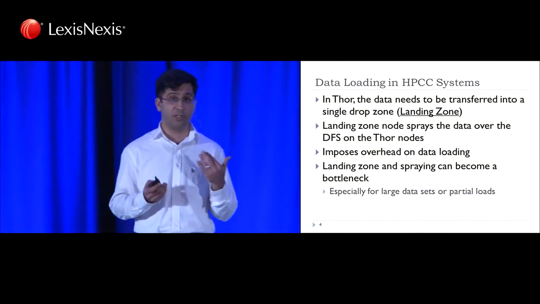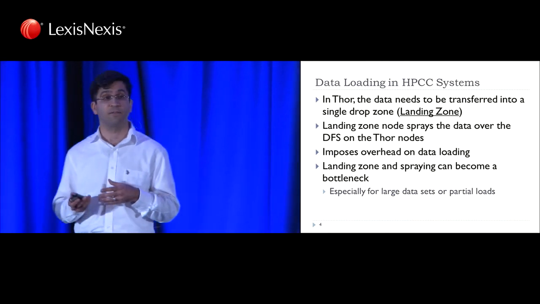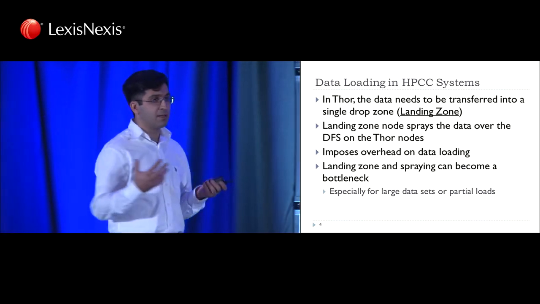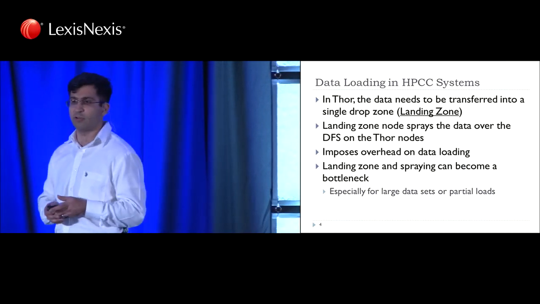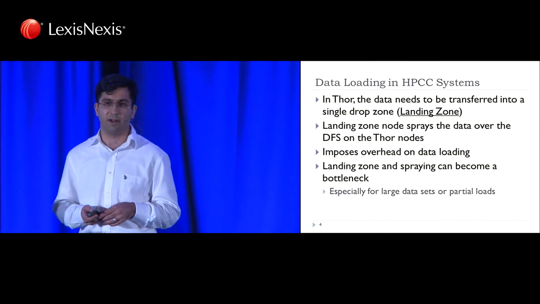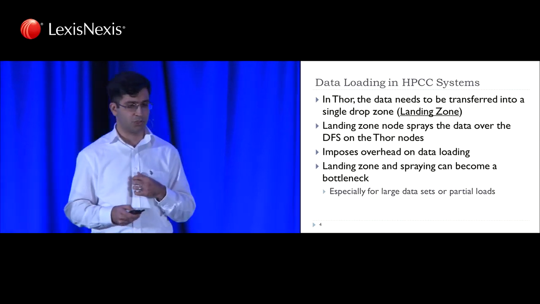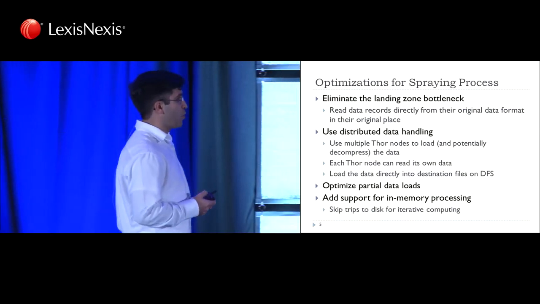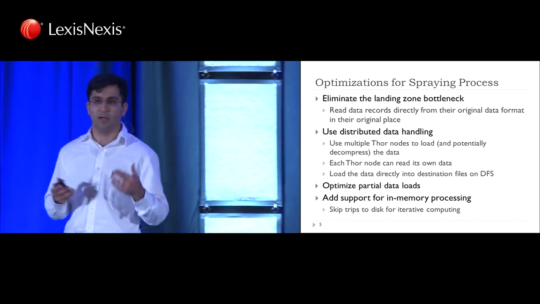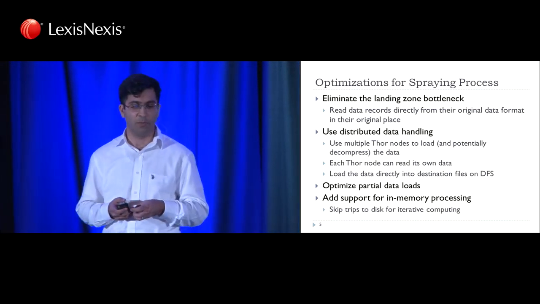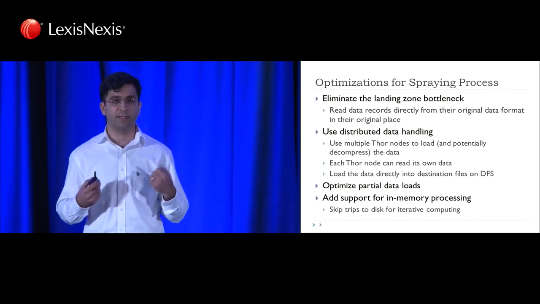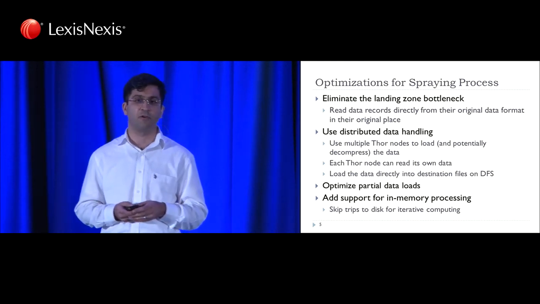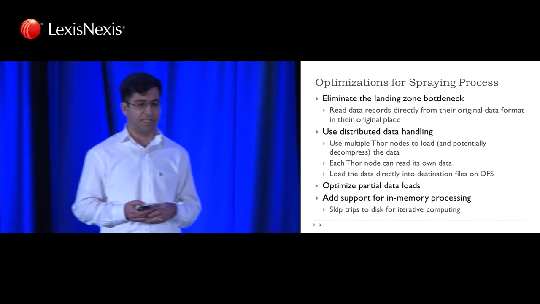That especially happens with large data sets, and also in cases where you want to do a partial data load, so this could help by applying that reduction right at the time that you are loading your data, rather than loading the entire data and then doing the reduction. So the approach that we're taking is to basically remove the bottleneck in the landing zone by reading the data records directly into the Thor in a parallel fashion directly from their original data format, and basically in a distributed manner.